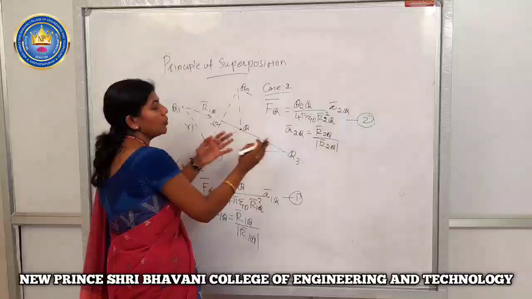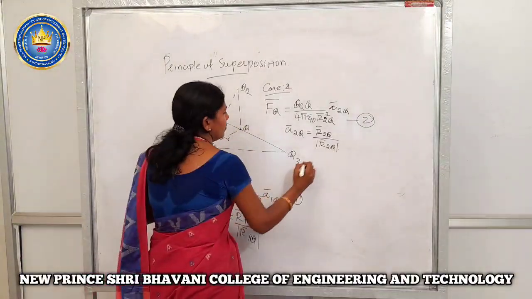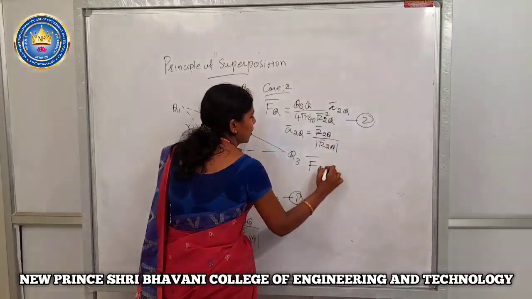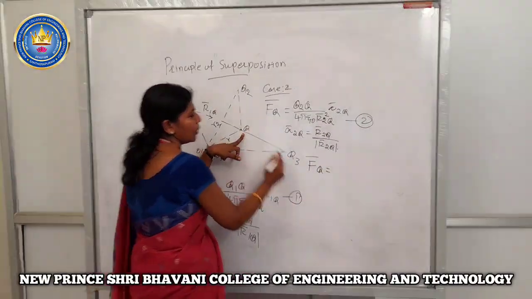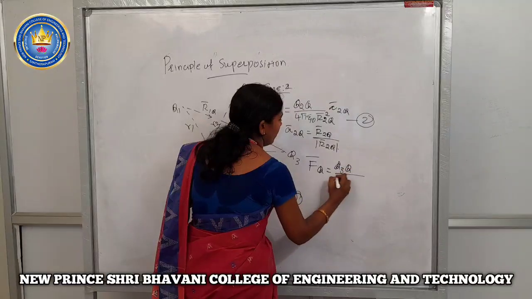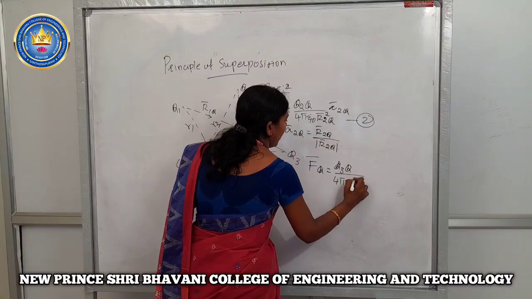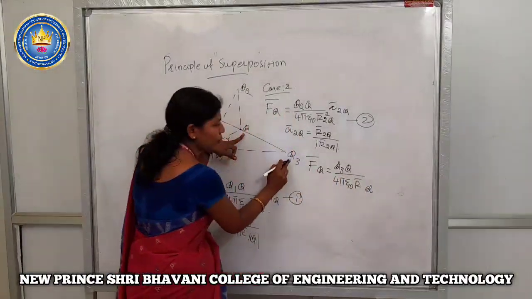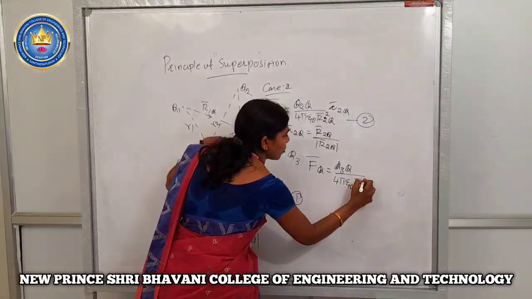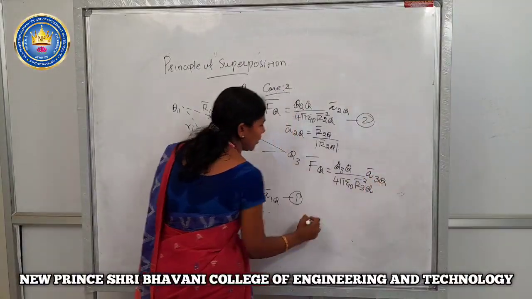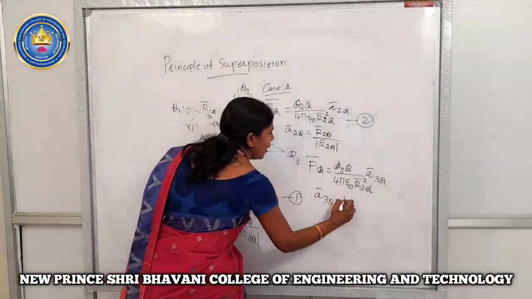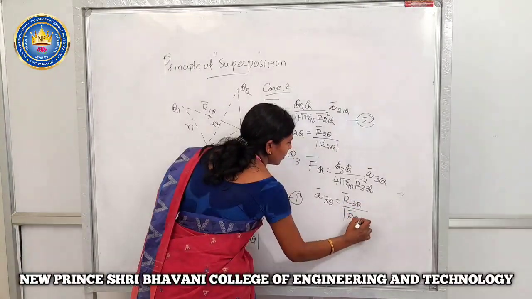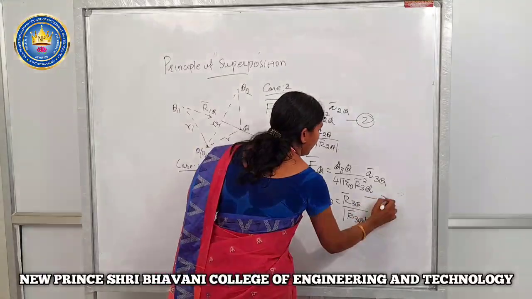The next, Q3 exerts force on Q. On Q we calculate the force. So F bar Q is equal to Q3 Q divided by 4 pi epsilon naught r bar 3Q squared, the force on Q due to Q3, into a bar 3Q. Now a bar 3Q can be r bar 3Q divided by the modulus of r bar 3Q. This is equation number 3.